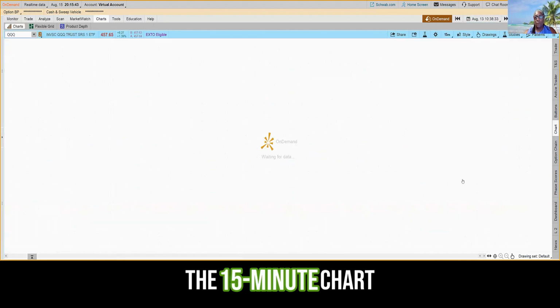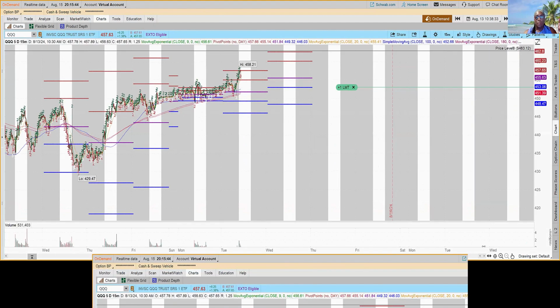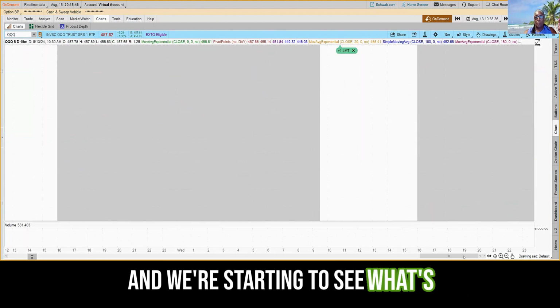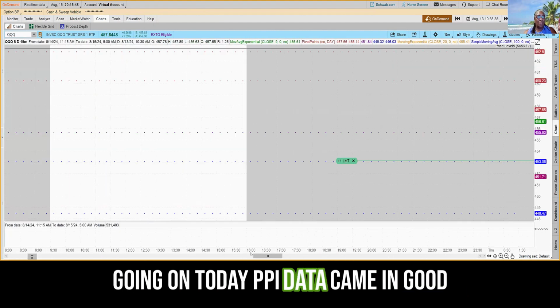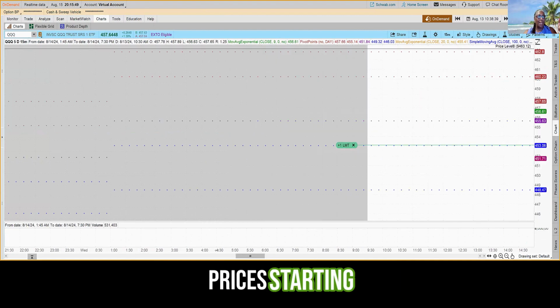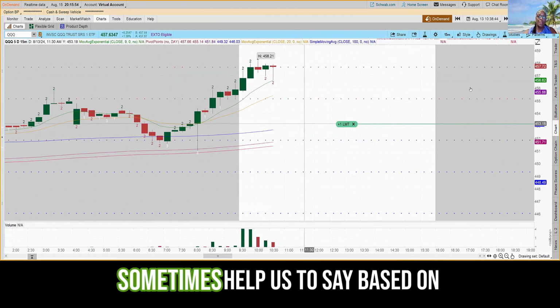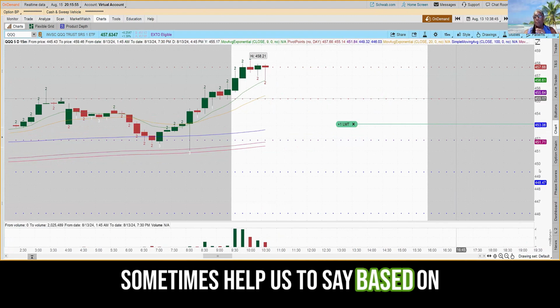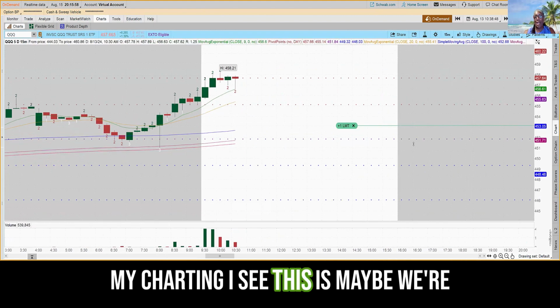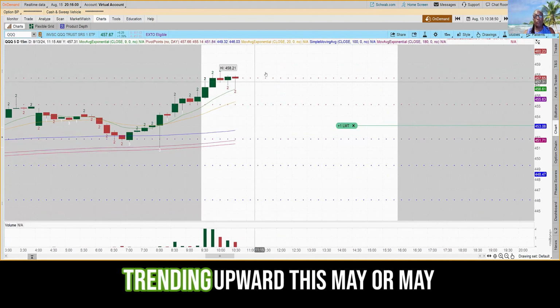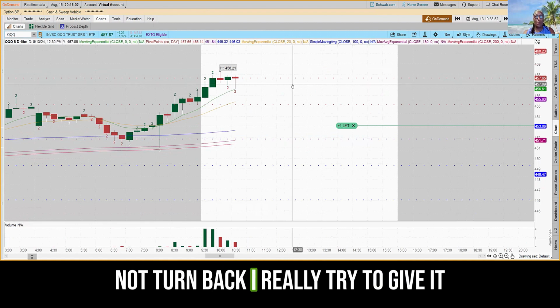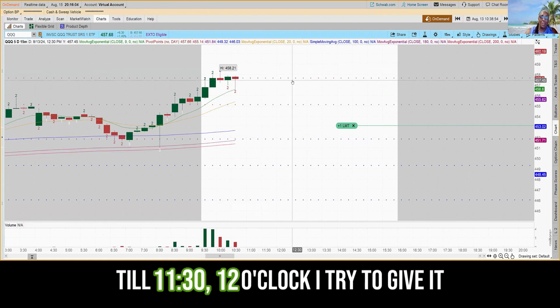So let's say we're on the 15-minute chart and we're starting to see what's going on today. PPI data came in good. Price is starting to move. This is where our charting can sometimes help us to say, based on my charting, maybe we're trending upwards. This may or may not turn back. I really try to give it till 11:30, 12 o'clock. I try to give it room.